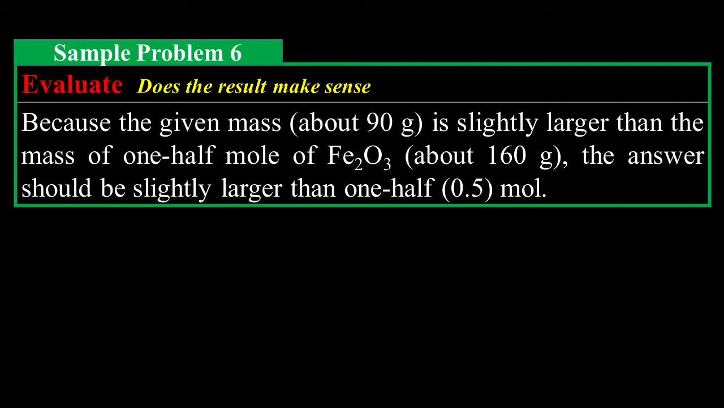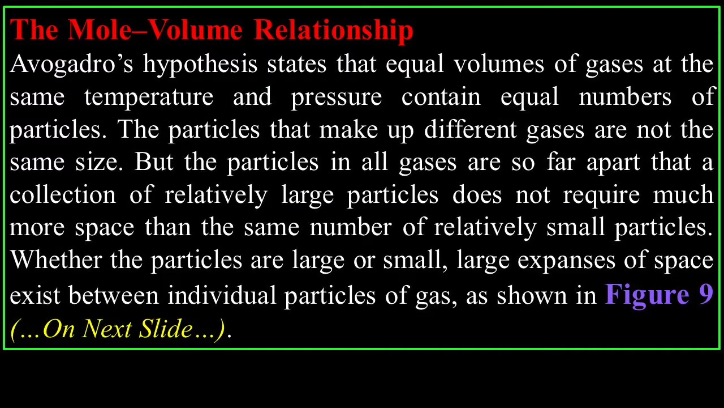It'll be half. Because the given mass, about 90 grams, is slightly larger than the mass of 1/2 mole of iron 3 oxide, about 160 grams, the answer should be slightly larger than 1/2, or 0.5 moles, and it is. So 0.578 moles of the iron 3 oxide is just above 0.5, just above half. So intuitively you would say, well, it's about half, and your answer is 0.578, and that's about perfect.